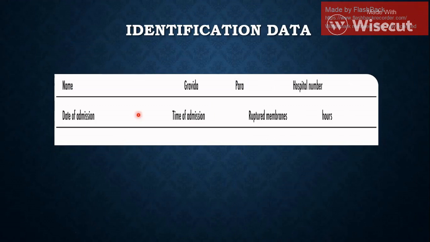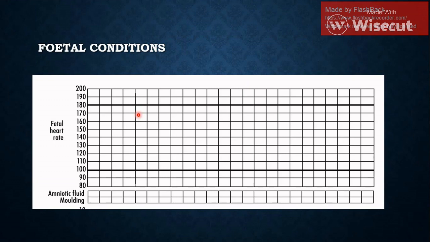So here we have the first section representing the identification data of the mother. These include the name of the mother, the gravida, the para or the parity of the mother, the hospital number, the date of admission of the mother, the time of admission, as well as the time of rupture of the membrane. Coming on to the other section, we have the fetal condition.